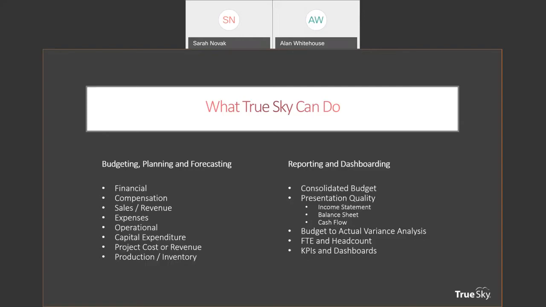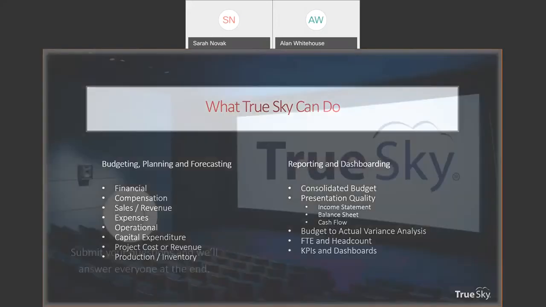When it comes to reporting and dashboarding and analytics, you're going to be able to do consolidated budget reports. So immediately in real time, see how your budget's shaping up. You're going to be able to produce presentation quality income statements, balance sheets, and cash flows. So instead of having one tool to do your financial reporting and another tool to manage your budgeting and forecasting, you're going to have it all in one tool. Things like budget to actual variance analysis reports, FTE and headcount reports if you're doing things like compensation, as well as dashboards with KPIs. So again, this is not everything we can do, but this just gives you an idea of some of the things that we can do.